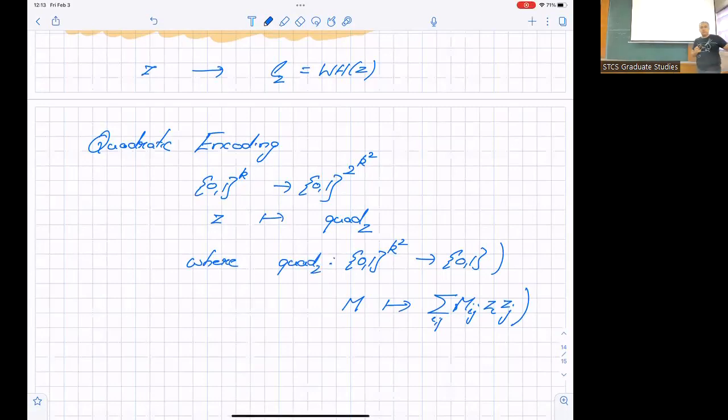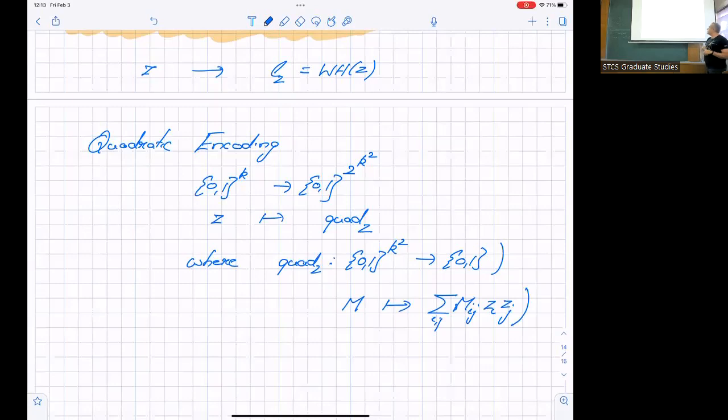Makes sense? So what am I giving you? I'm viewing the input as this. I'm giving you possibly every evaluation of every possible quadratic function on the input. That's what quad Z is.